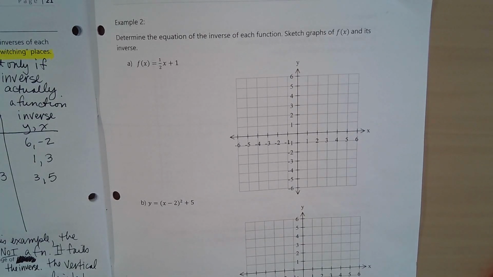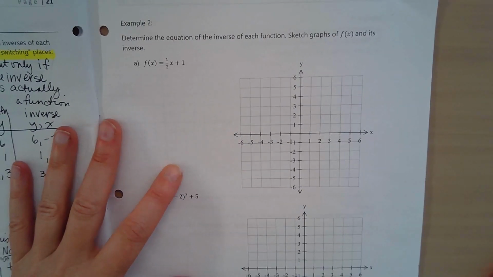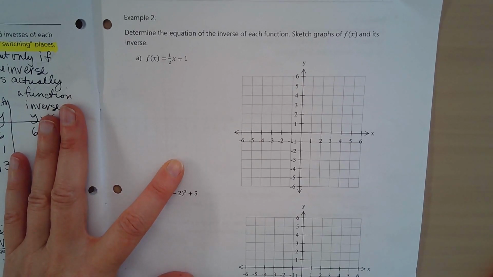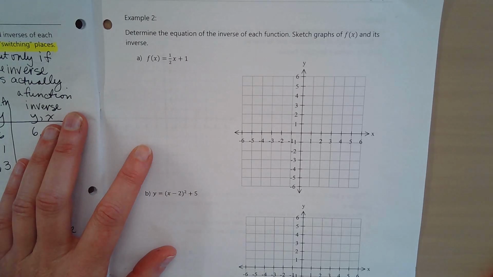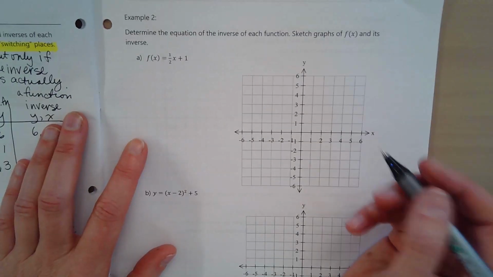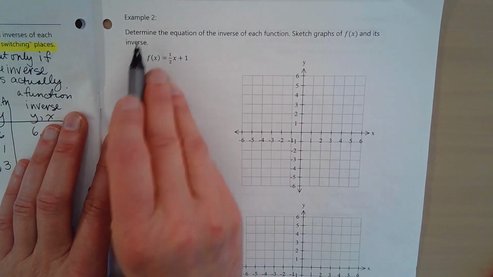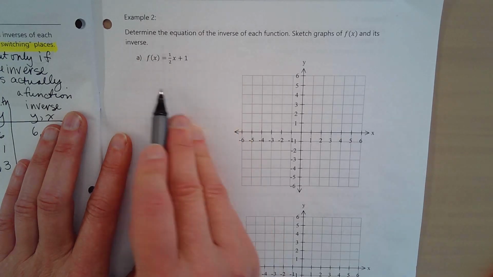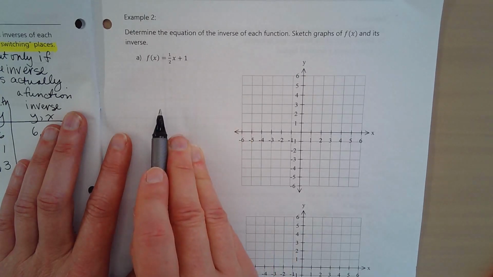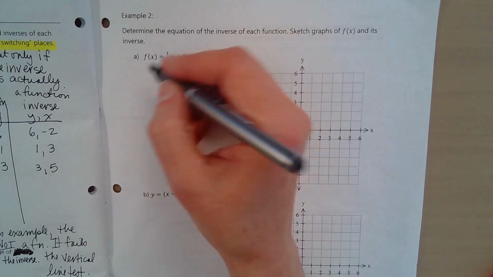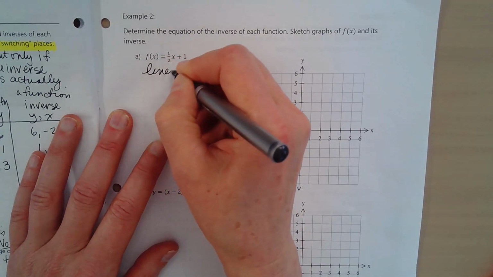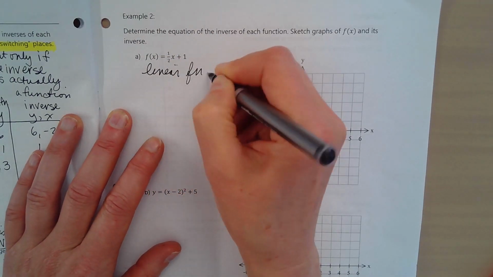All right, determine the equation of the inverse of each function. Sketch graphs of f of x and its inverse. All right, this is one of your parent functions. What type of function is this? What do I call this type of equation? Linear? Thanks, Johannes. Was that you too, Evie? That's a linear function. What about this guy?